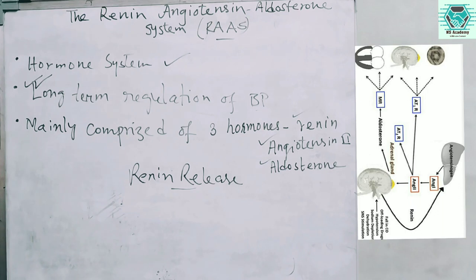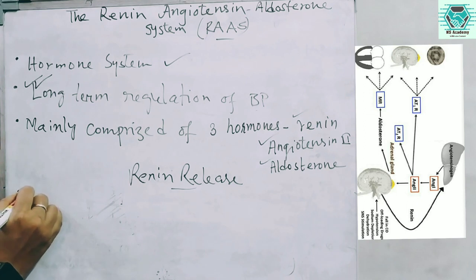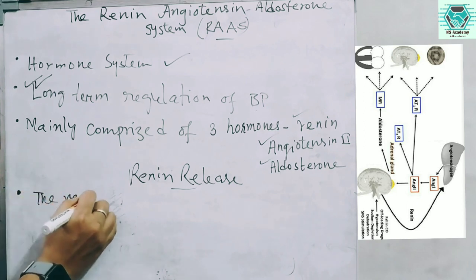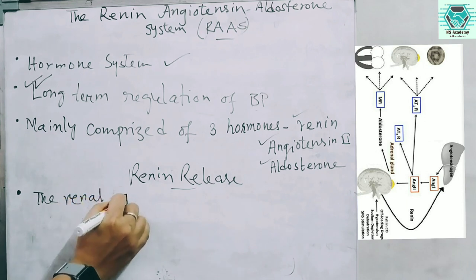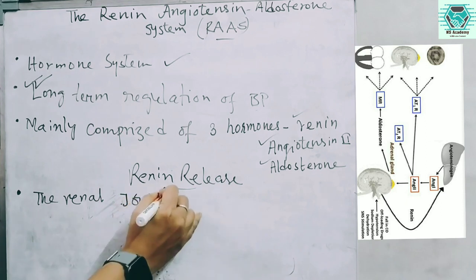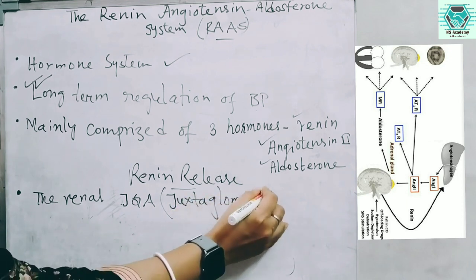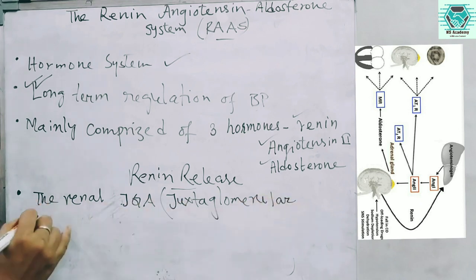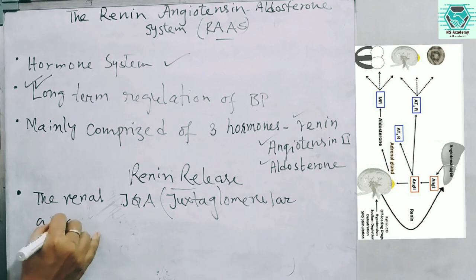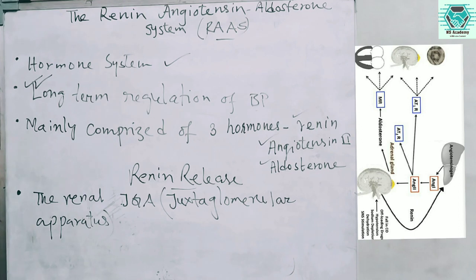So where is it released from? It is released from the renal JG apparatus. What is the full form? That is juxtaglomerular apparatus. This juxtaglomerular apparatus has some granular cells which help in the release of the renin.